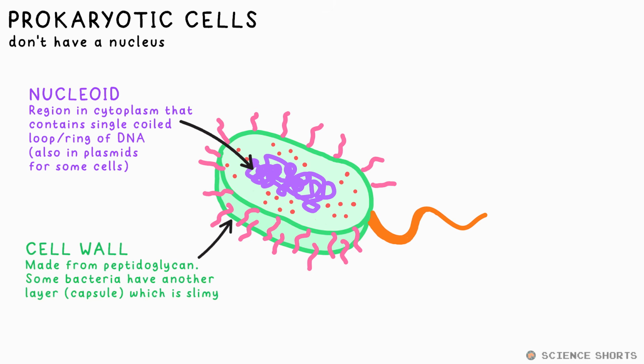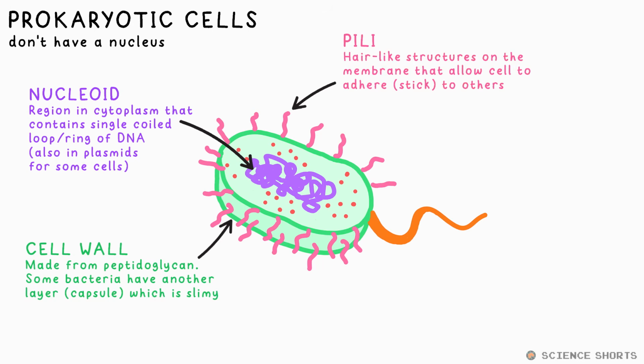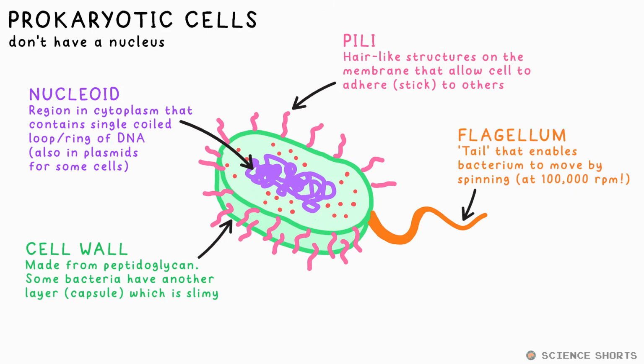It has a cell wall, but unlike a plant cell's that's made of cellulose, a bacterium's is made of peptidoglycan. Some bacteria then have a layer outside of this called the capsule, which is slimy. Pili are the hair-like structures on the outside that allow it to stick or adhere to other cells. A bacterium's tail is called the flagellum, which allows it to move by spinning.